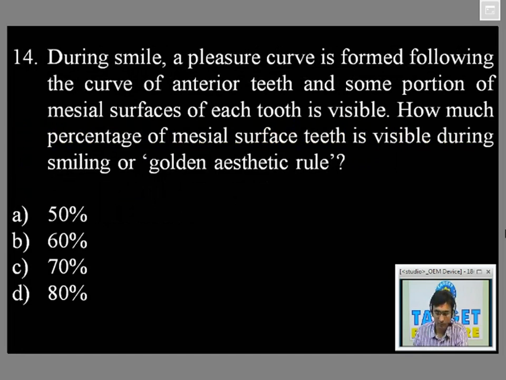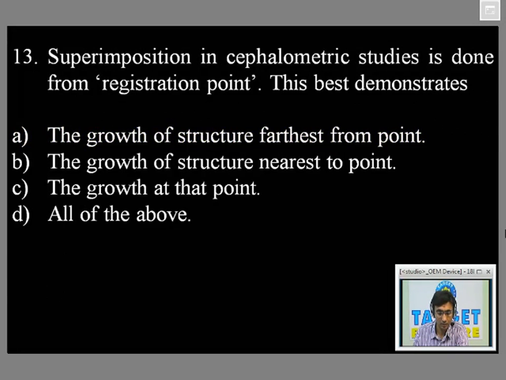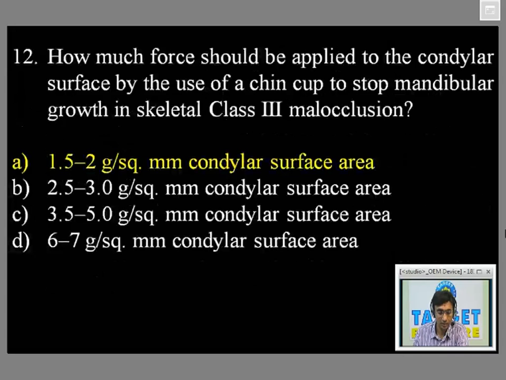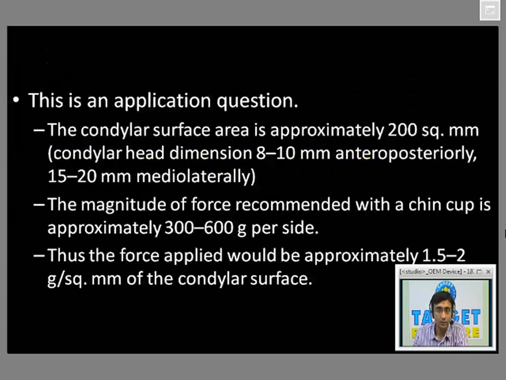We come on to the next question. Now there is a request to repeat the 12th question. How do we get to 1.5 to 2 grams per square millimeter of condylar surface? It is an application question. Imagine the condylar surface area. There is a surface area which is 200 square millimeters.